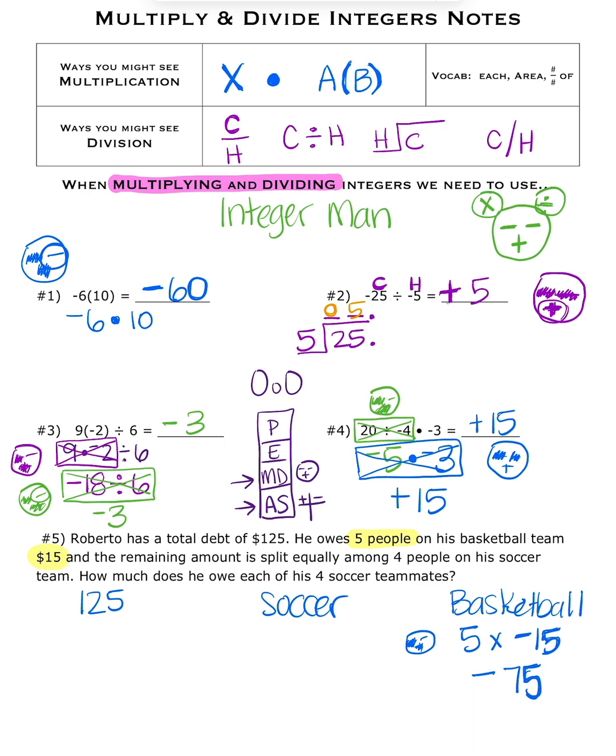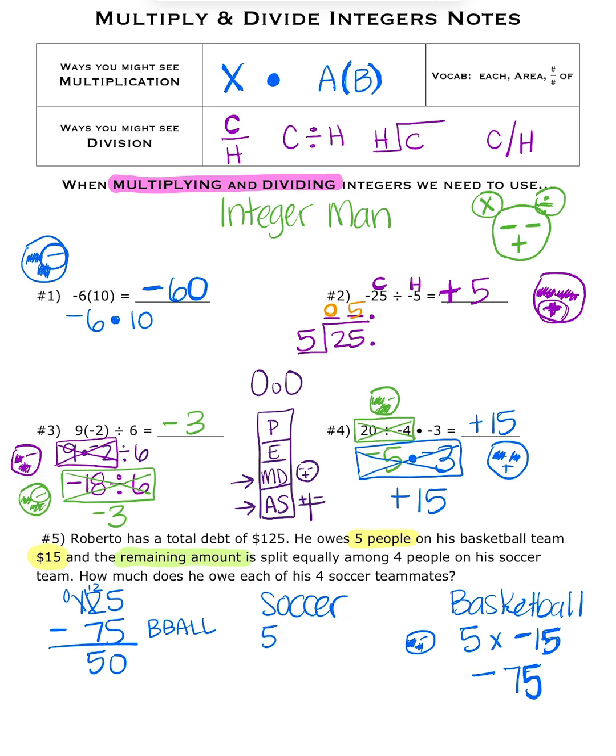All right. And then we owe some money to the soccer team. So we have the remaining amount. So what does remaining amount mean? Well, that means we need to take how much we owe the basketball team, and we need to take it away from our total debt, right? Because this is basketball. Okay, so 125 minus 75, we're going to have to borrow. 12 minus 7 is 5, so 50. So the 50 left over is going to be what belongs to our soccer team.